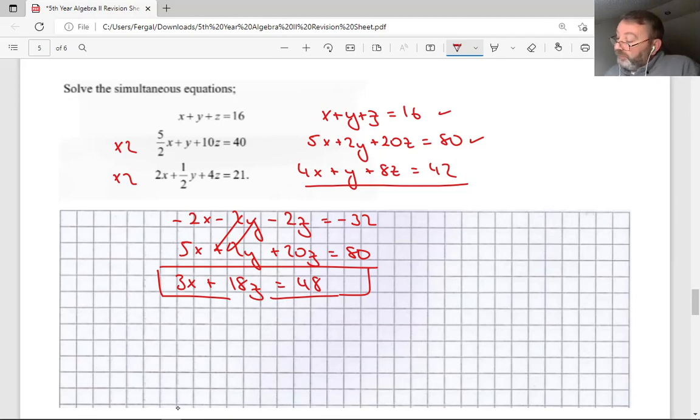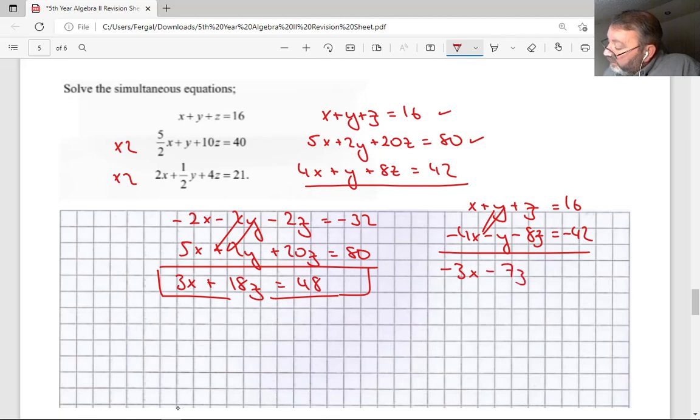Okay, now I'm also going to take equation 1 and equation 3. All I'm going to do is x plus y plus z equals 16, and I'm going to multiply the bottom line by minus 1. Minus 4x minus y minus 8z equals minus 42. The y's are gone again. Minus 3x minus 7z is equal to, 16 minus 42, and that's minus 26. And there's the second one.